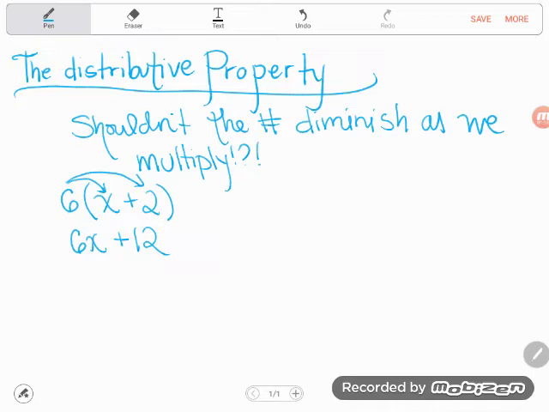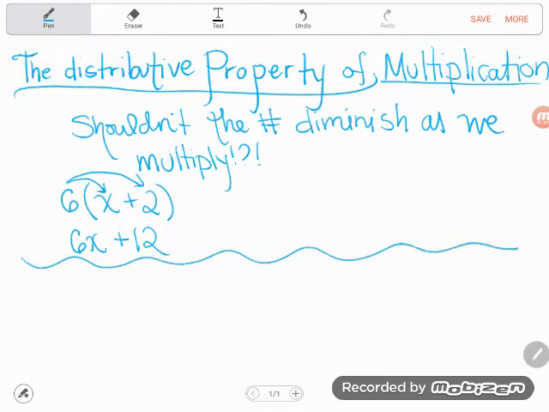So let's take a look here. We've got to remember that this is the distributive property of multiplication. Now, what is multiplication? Multiplication is basically telling us the number of times that an event occurred. An event could happen again and again and again. So let's give a great example of the distributive property.